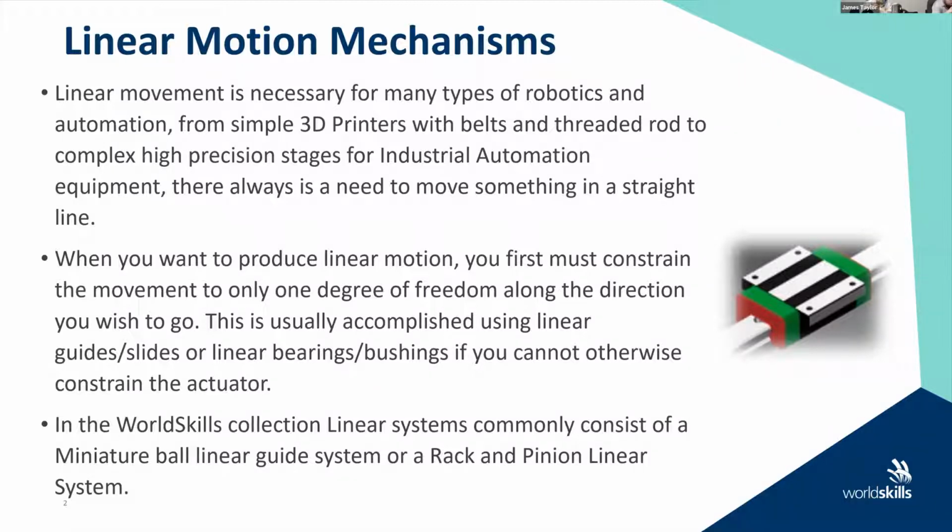The idea behind these linear mechanisms, of course, is that you're going to try to move something in a straight line. So generally, the mechanism itself has one degree of freedom. To constrain that one degree of freedom, we usually accomplish this with either a linear guide or slide, a linear bushing or bearing system. And if you don't, you cannot constrain the actuator to control the movement in one direction. And there's other types of things you could use for linear movement as well. There's linear actuators as an example that we are looking at for the future, and a few other design systems.